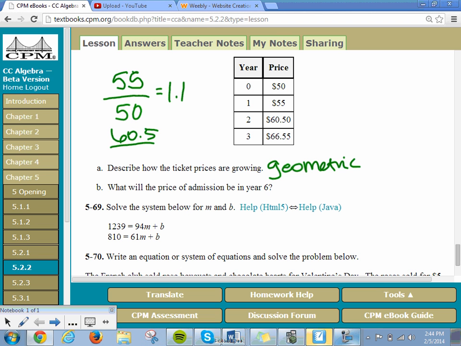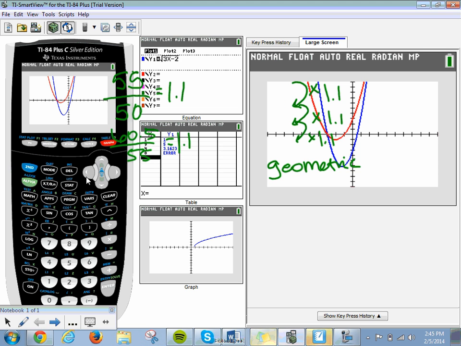So in the next one, I'm going to take 60.5 and divide it by 55. When I do that, I again get 1.1. So our generator, or how we're growing, is we're multiplying by 1.1. And then what will it be in year 6? Well, we can just do that multiplication 3 more times. Or, if we want to, we could even use an equation.